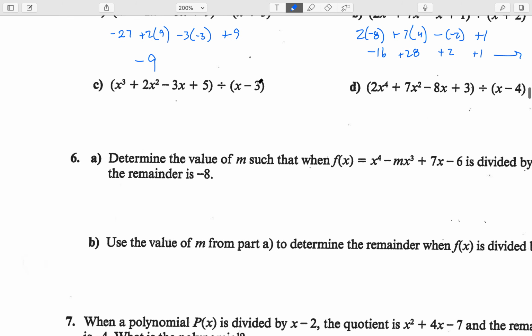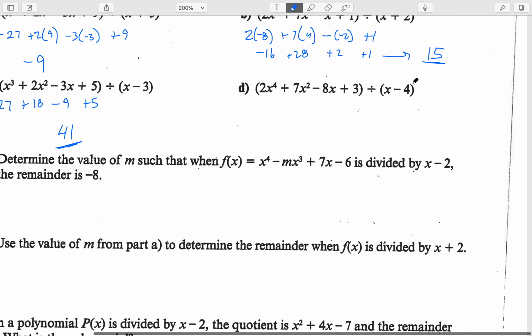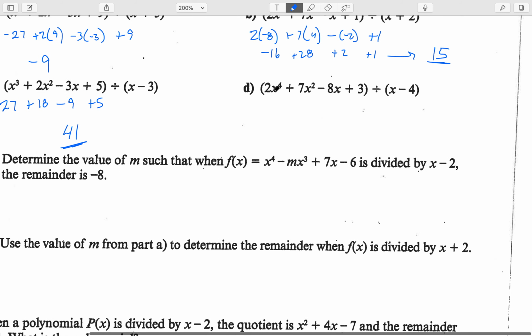Okay, now what? I'm plugging in positive 3. 3 cubed, 27. 2 times 9, 18. Minus 9 plus 5. This is all we're doing. Okay, so what have we got? 45 plus 5 is 50. 50 minus 9 is 41. And then the last one, I'm plugging in positive 4. So 4 to the power of 4, that's 256. So that's 2 times 256, plus 7 times 16, minus 32 plus 3. Okay, this turns out to be 595.